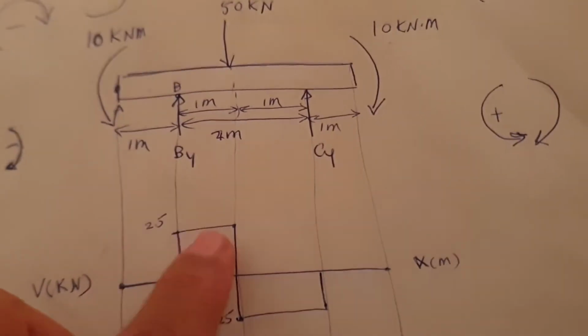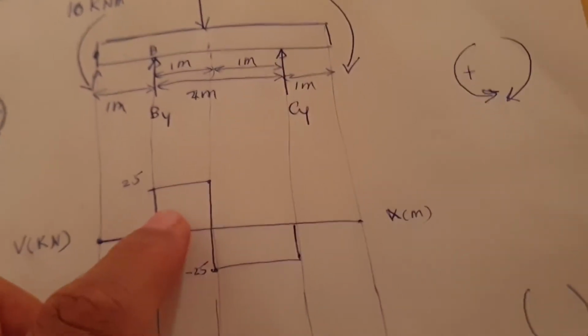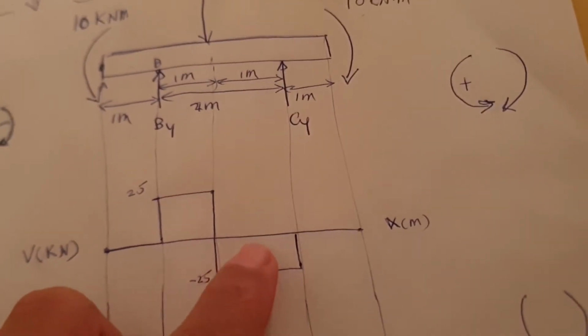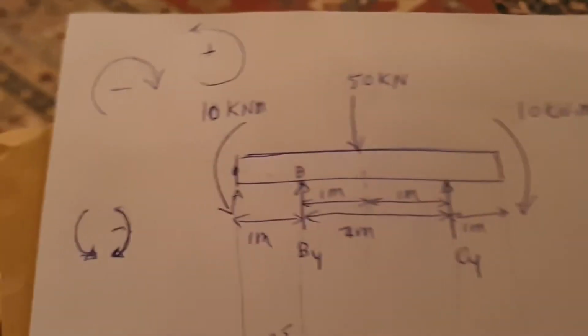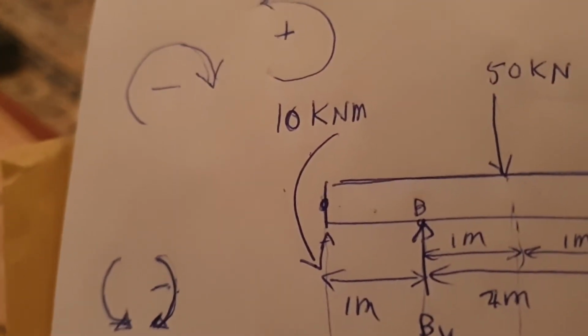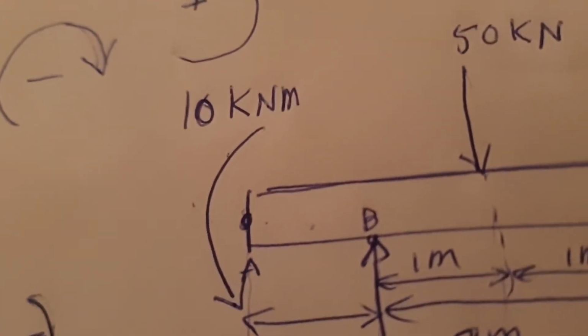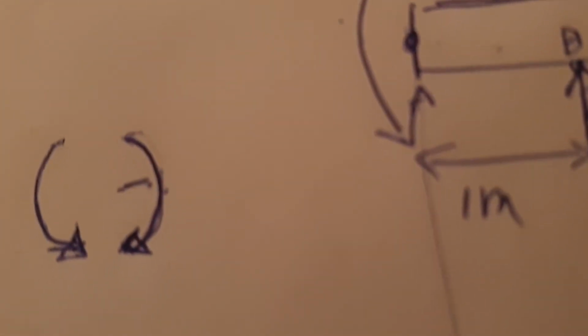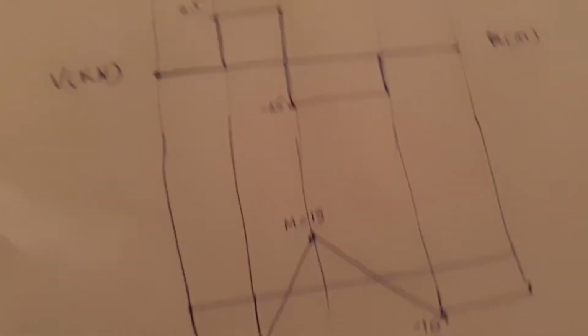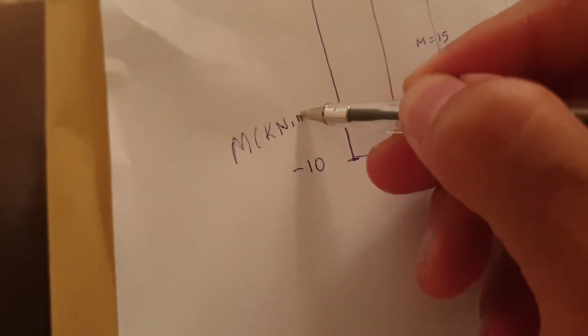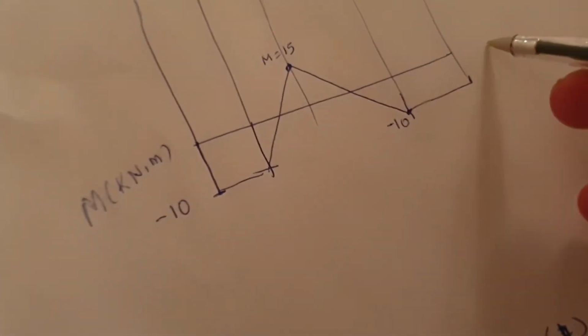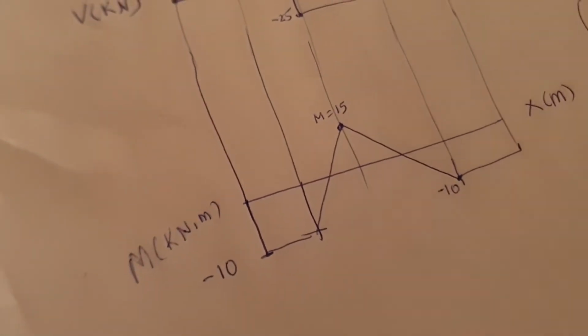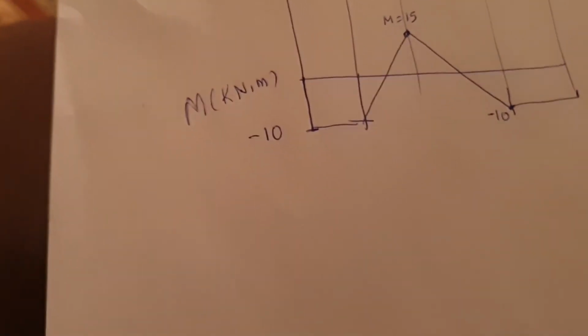Now you have to find the area under this curve. 25 times 1 is 25 here, and minus 25 times 1 is minus 25 here. So what is this moment? It is negative, because remember, we start with the negative moment. We have to put the moment in kilonewton meter here, and x in meters, or in feet, or whatever unit you have.